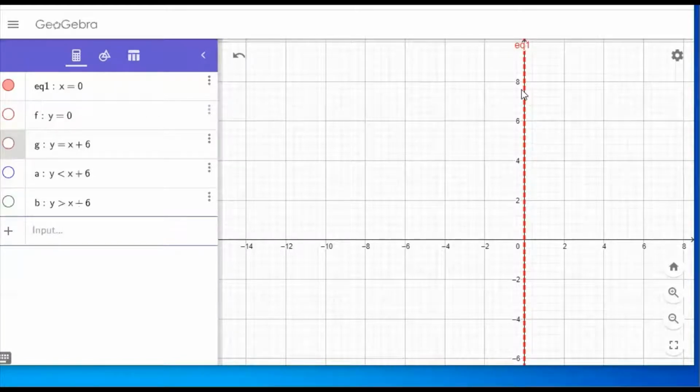If I were to go up, up, up along that line, y can be any arbitrary variable. Y will be a variable. Y is not restricted. X is restricted to 0. Okay, so that's this first line.